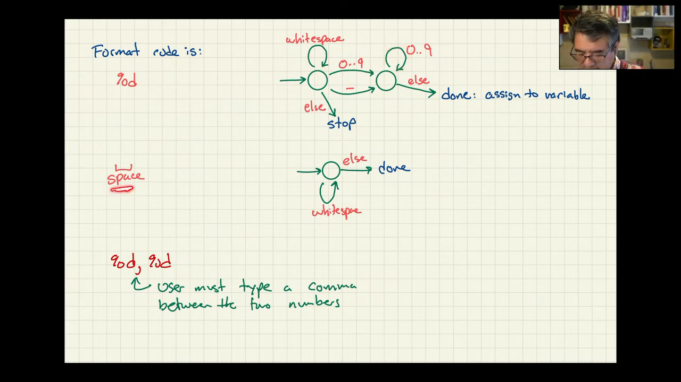Now, if you put a space into the format code, then you're basically telling scanf, absorb any white space that the user might type in. So as long as they are typing in white space, like spaces, tabs, returns, it just keeps looping here. And then finally, when it encounters something else, like a character, it's done. If you have a format specifier that includes a comma in between the two numbers, then the user must type in the comma. It's going to say the user has to type in a number, which means it's going to use this state machine. Then it's going to expect to see a comma. Then it goes back and does this thing again.